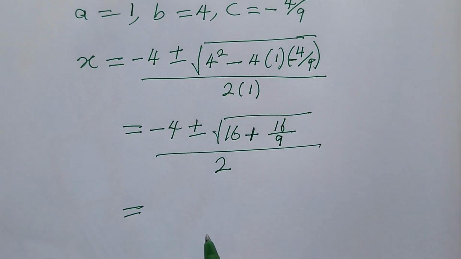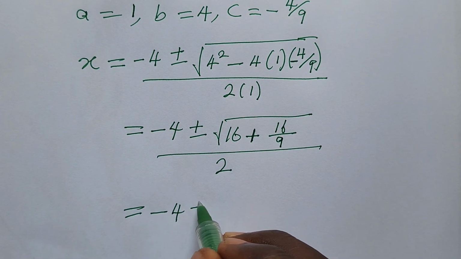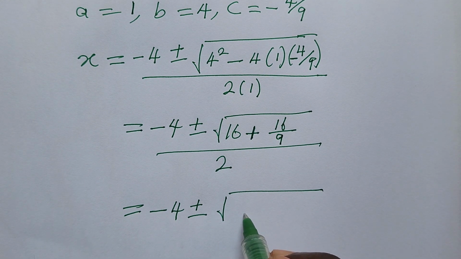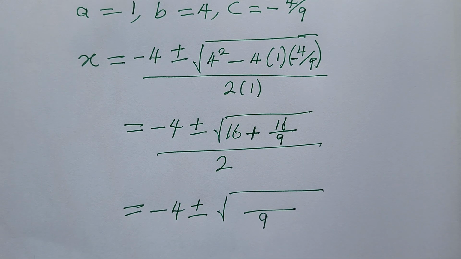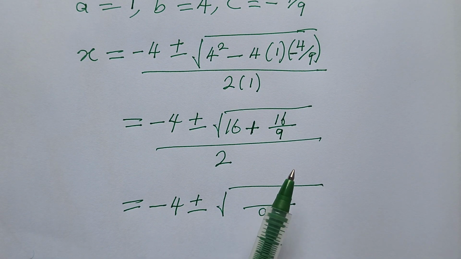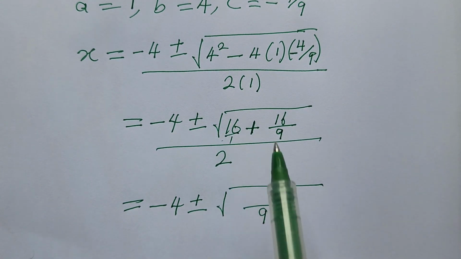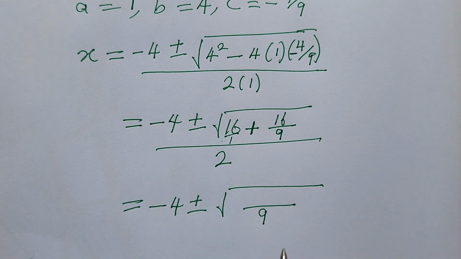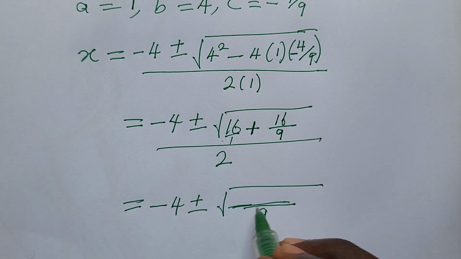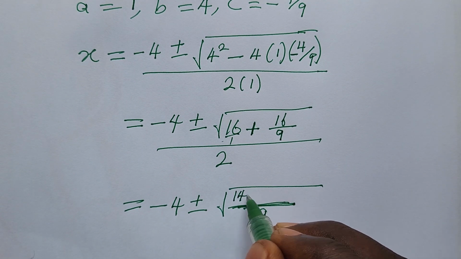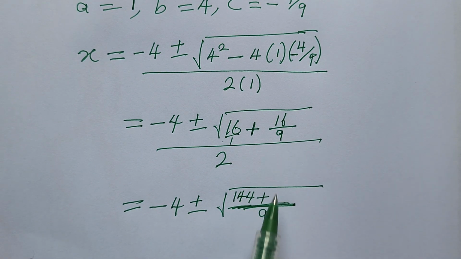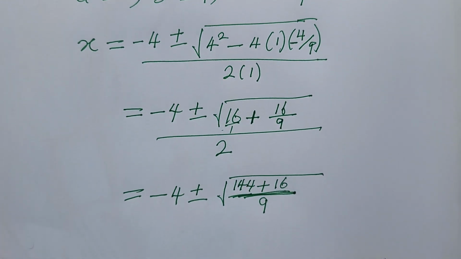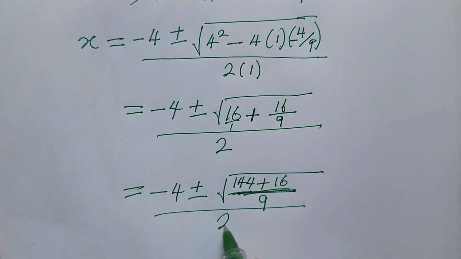This is going to give us minus 4 plus or minus the square root. We look for the common LCM, which is 9. 9 divided by 1 gives us 9, so we use the 9 times 16, which gives us 144. Then 9 divided by 9 gives us 1, and 1 times 16 gives us 16. Again, everything all over 2.